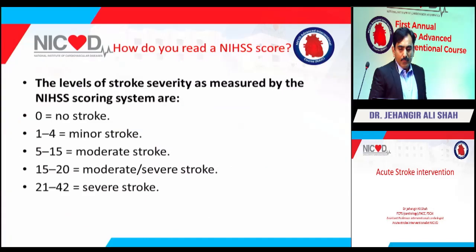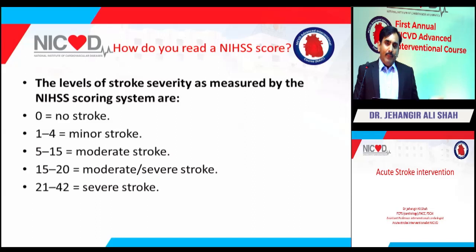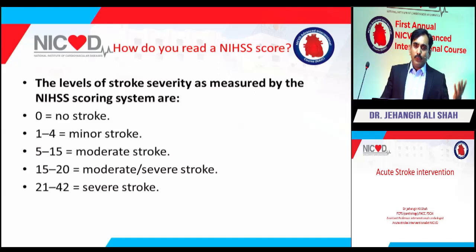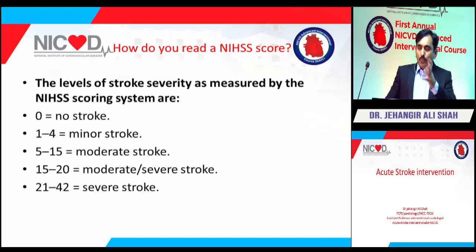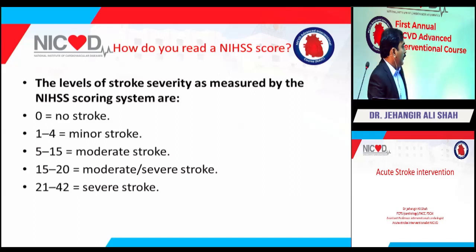It's further divided into these grades: no stroke is an NIH score of 0, a minor stroke is 1 to 4, and a moderate score is 5 to 15. If a patient develops left-sided weakness, in the upper arm the score is 4, and in the lower leg the score is 4, so the total from weakness is 8. If they have difficulty speaking, you can add 3 more. If the NIH score is moderate to severe, it is an indication for stroke intervention.